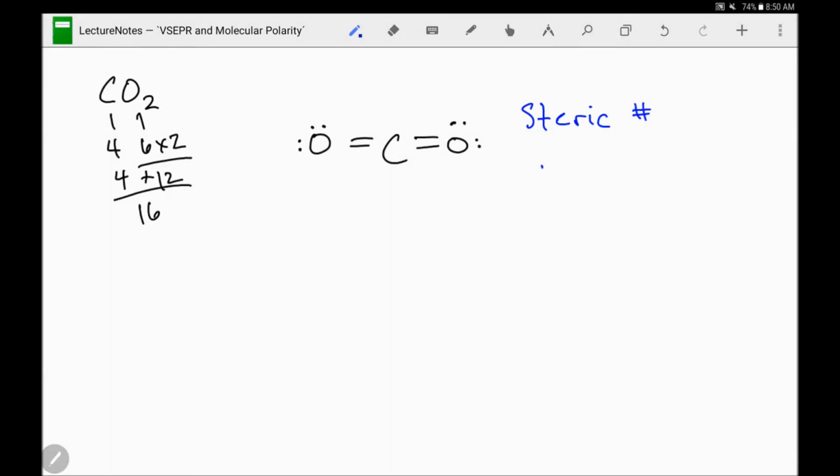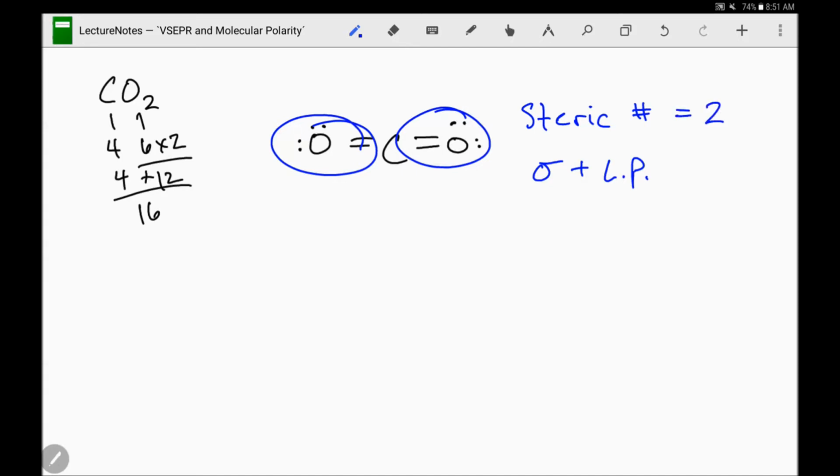Steric refers to things taking up space in space. Now, what takes up space in space? Sigma bonds and lone pairs of electrons. Now, carbon dioxide doesn't have any lone pairs of electrons on the central atom, so let's just look at the number of sigma bonds. The first bond in the double bond is a sigma bond, and then the second bond is the pi bond. So carbon dioxide has 2 sigma bonds. So the steric number here is 2.